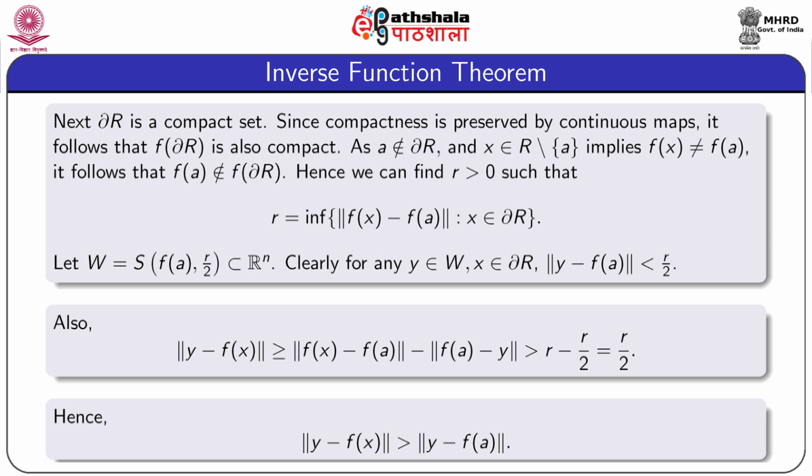Let W denote the open sphere in Rⁿ with center at f(A) and radius r by 2. Now, clearly for any y in W and x in ∂R, the norm of y minus f(A) is less than r by 2. Also, the norm of y minus f(x) is greater than or equal to the norm of f(x) minus f(A) minus the norm of f(A) minus y, and this is greater than r by 2. This gives the norm of y minus f(x) is greater than the norm of y minus f(A).